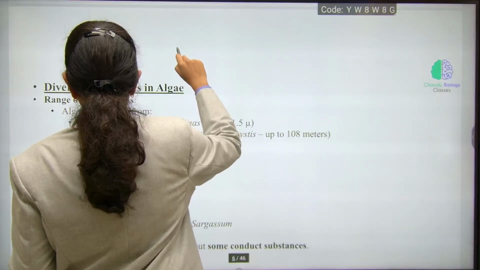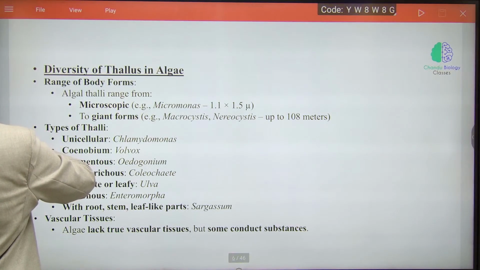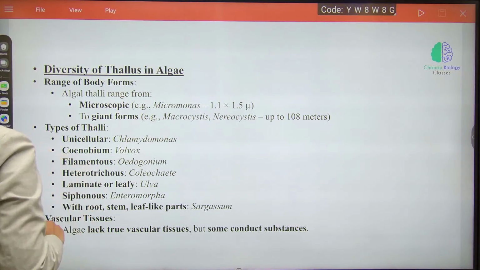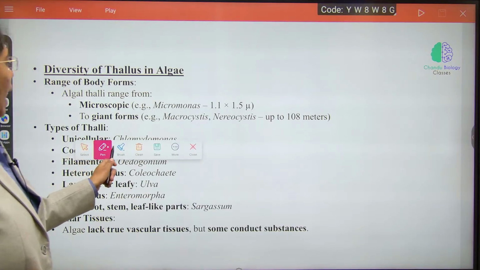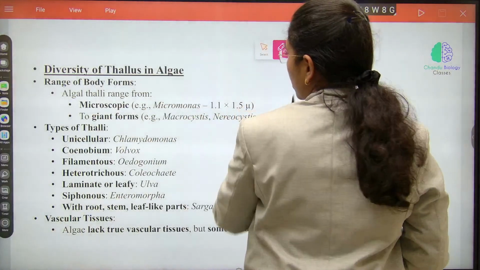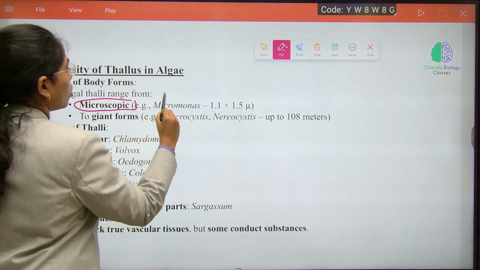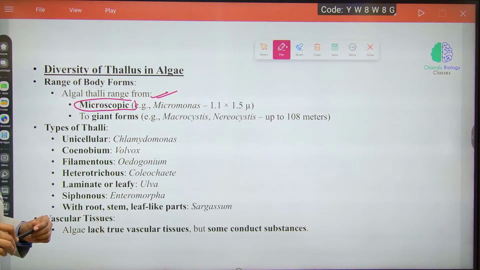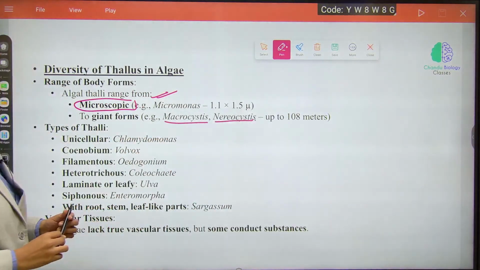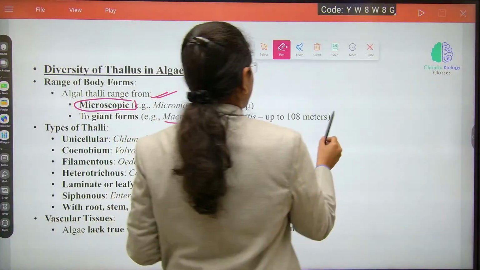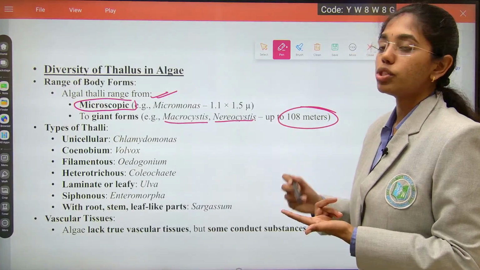Diversity of thallus in algae. Thallus ranges of body forms. Algal thalli range from microscopic, that is Micromonas, to giant forms like Macrocystis and Nereocystis, up to 108 meters. They range from microscopic to giant forms.